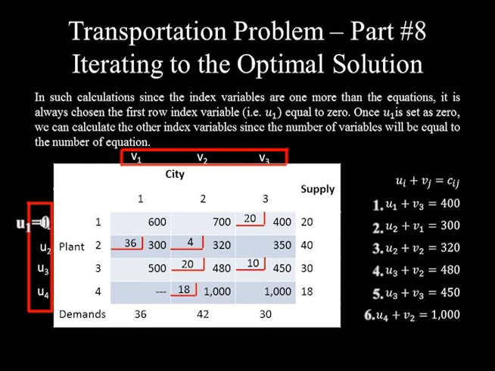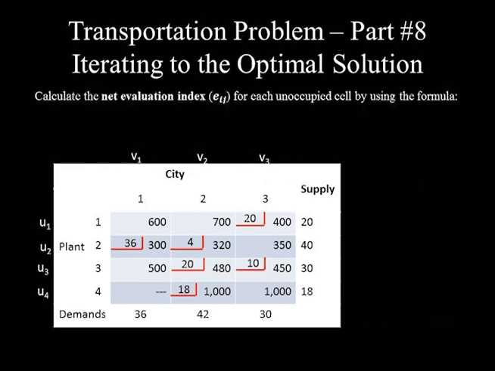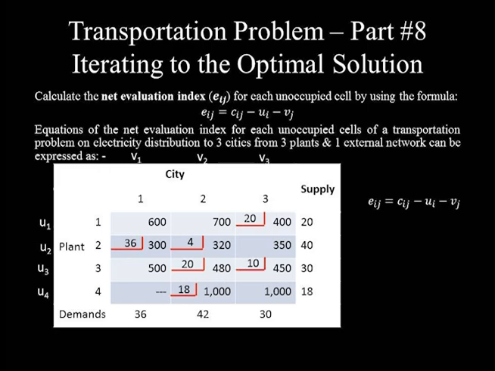In order to determine the incoming cell, we have to calculate the net evaluation index, that is E sub ij, for each unoccupied cell by using the formula E sub ij is equal to C sub ij minus U sub i minus V sub j, where E sub ij is the net evaluation index, C sub ij is the unit cost for a given unoccupied cell, U sub i is the row index, and V sub j is the column index.